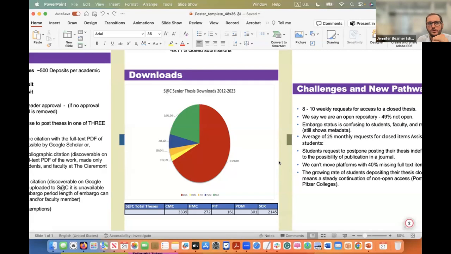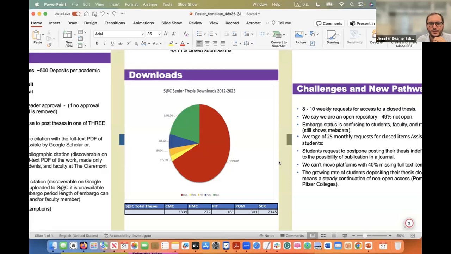HMC has been a steady depositor because we deposit their math thesis. They aren't interacted with as much though, so that's why we see a little bit of a lower download amount. But the Pitzer and Pomona students that are starting to upload a lot tend to be in environmental analysis departments, or some humanities departments that see a little bit more interaction.